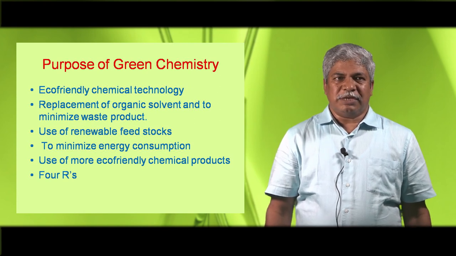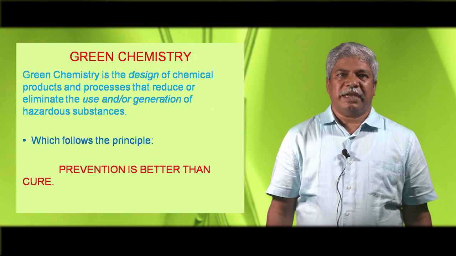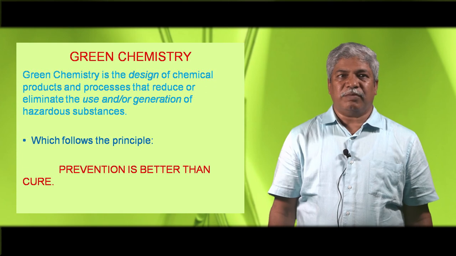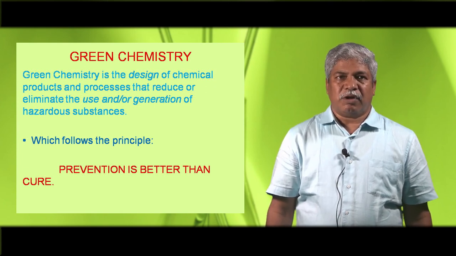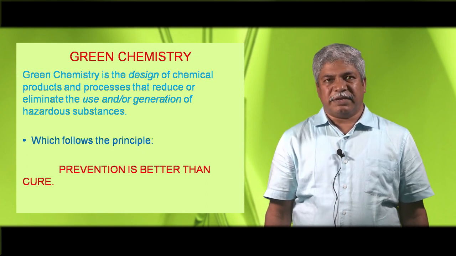So with this background, let us define what is green chemistry. Green chemistry is the design of chemical products and processes that reduce or eliminate the use and/or the generation of hazardous substances. Paul Anastas is the father of green chemistry, and his co-worker Warner formulated 12 principles of green chemistry as guidelines, so that everyone can practice these principles, so that we can end up in a safe environment.